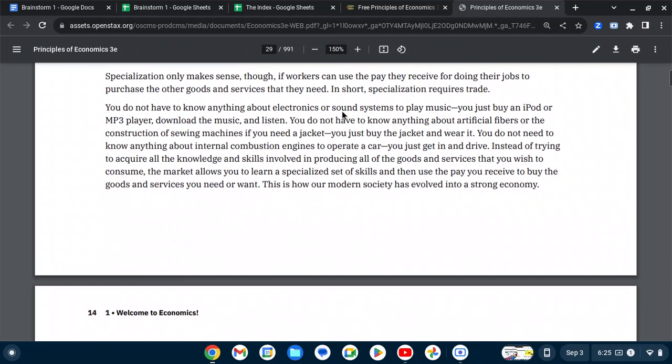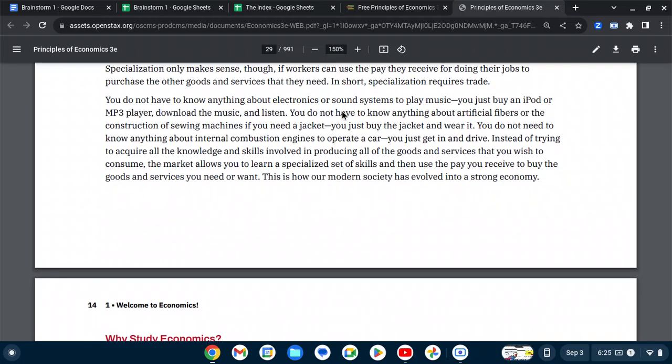Trade and markets. Specialization only makes sense, though, if workers can use the pay they receive for doing their jobs to purchase the other goods and services that they need. In short, specialization requires trade.